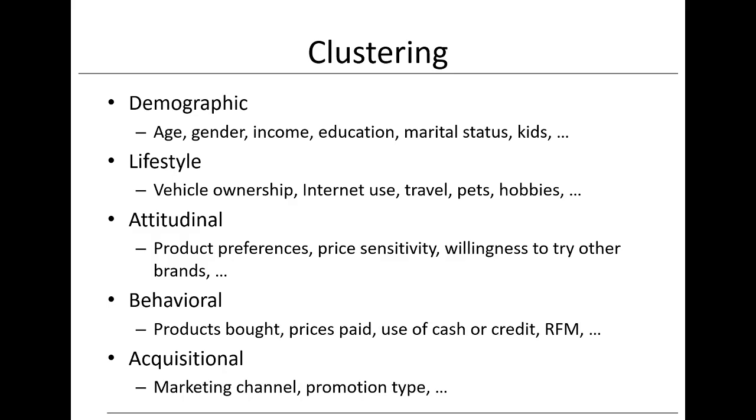The RFM variables can be operationalized in various ways. As an example, the monetary variable can be operationalized by looking at the average, maximum, minimum, or most recent amount of a transaction. Acquisitional information, such as marketing channel and promotion type, can be handy for clustering. Finally, social network information can also be included, such as the purchase behavior of your friends, socio-demographic characteristics of friends, and so on.